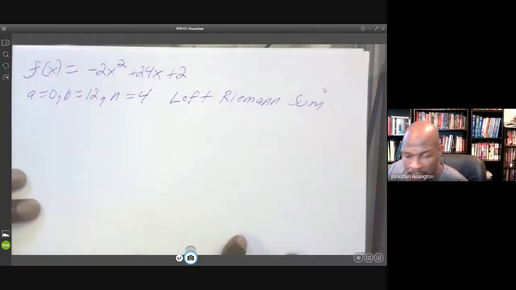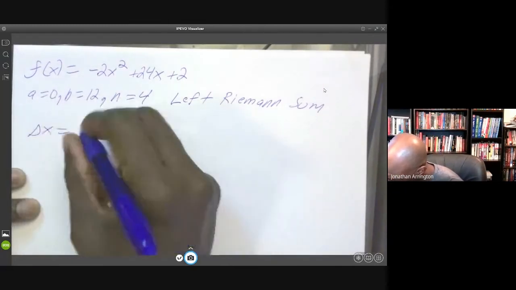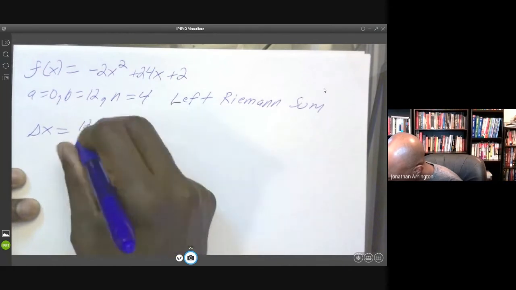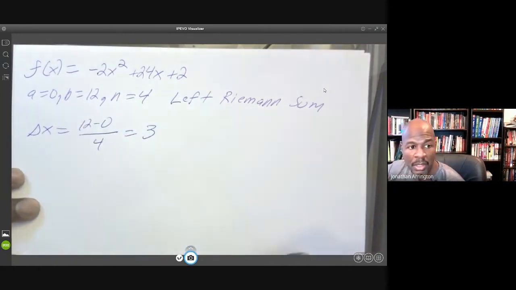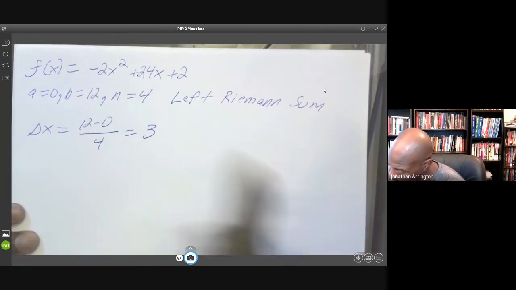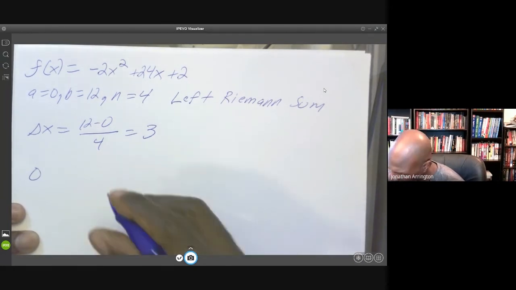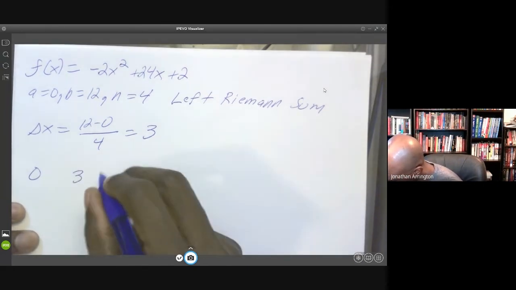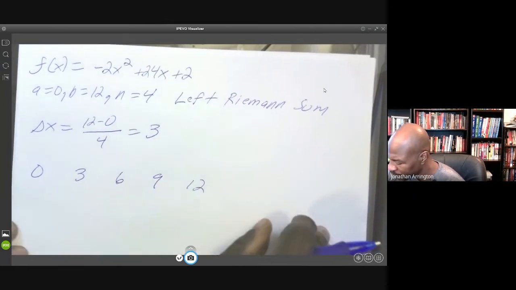Again, the first thing we want to do is find the value of delta x. So delta x would be 12 minus 0 over 4, or 12 over 4, or 3. After we find delta x, we want to find the numbers of our subintervals. So we'll start with A, which is 0, and we'll just keep adding delta x until we get to B. So 0, 3, 6, 9, 12.